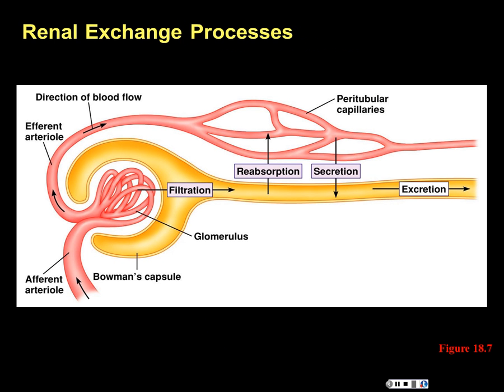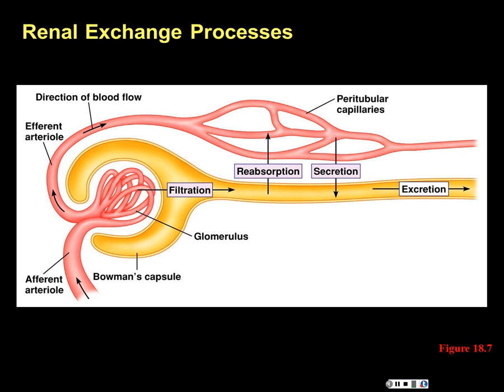This is from your handout, number 7, which you turned in yesterday and should have received today, so figure 18.7, summarizing the major phases of urine formation. And you can see anatomically where these processes happen.